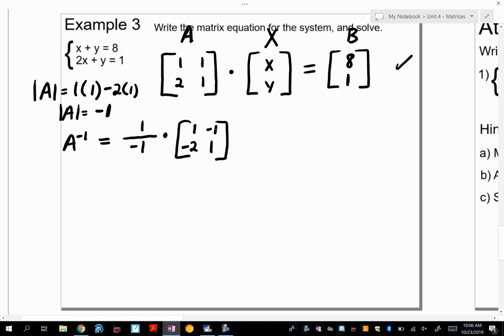Now, to find the inverse, you're going to take all 4 numbers and divide by negative 1. Because you're dividing by negative 1, they're all going to be the opposite sign in the end. Now, I don't want you to think that I changed them to be the opposite. No, I divided them by negative 1, and that's what happened. They become the opposite sign. So we have negative 1, positive 1, positive 2, negative 1. Questions so far?